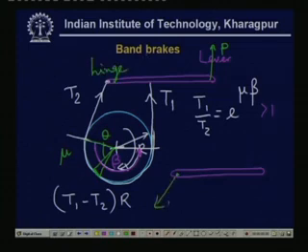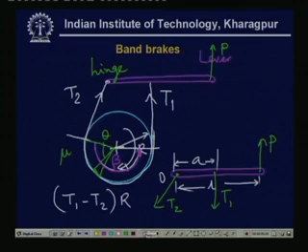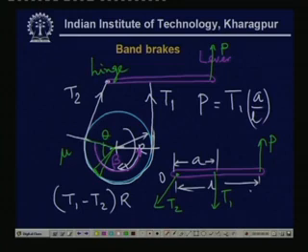So, we have a force T2 here, and we have T1, and it is counterbalanced by P. If these distances are A and this distance is L, then of course, taking the moment about this point O, we can find out this P. It is very easy to check that P will be equal to T1 A by L. So, this much of force has to be applied.